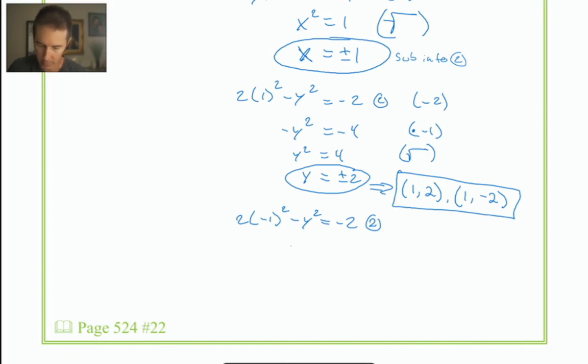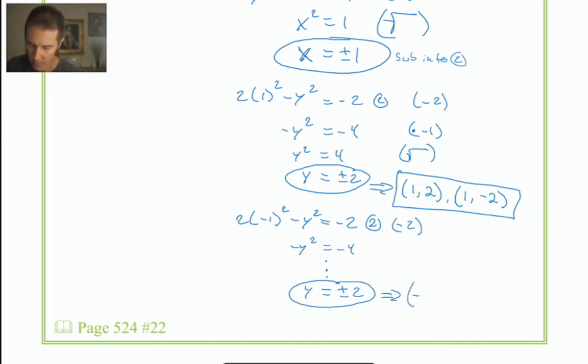Good. All right, so we've got negative y squared equals negative 4 again, because we subtracted 2 from both sides. If we follow that through, we're going to end up with this y value of plus or minus 2 again. And of course, these two y values are the corresponding y values for our x value of negative 1. So negative 1, positive 2, and negative 1, negative 2.